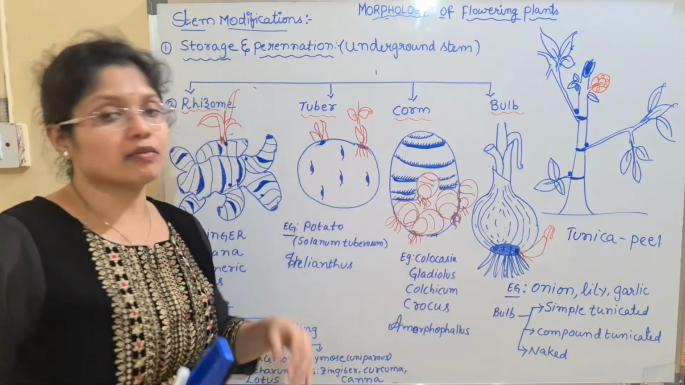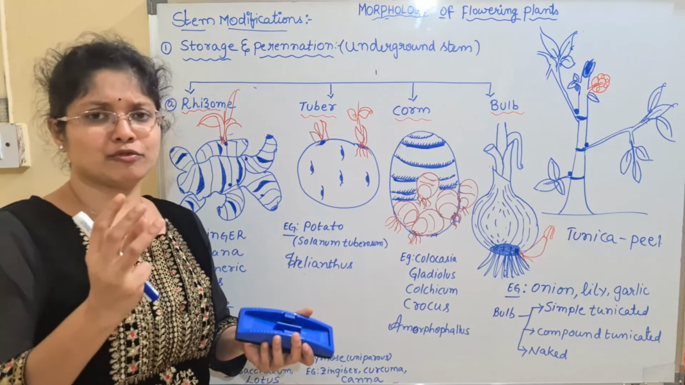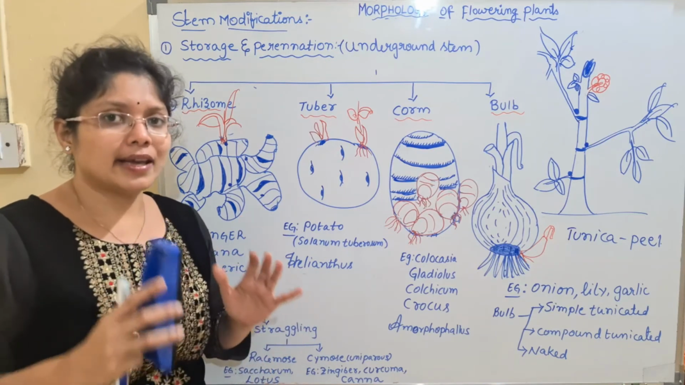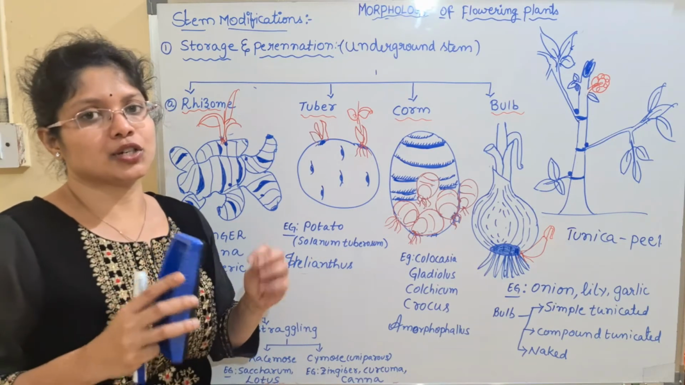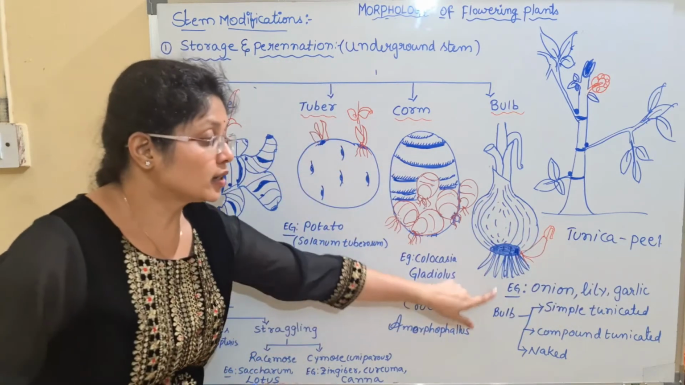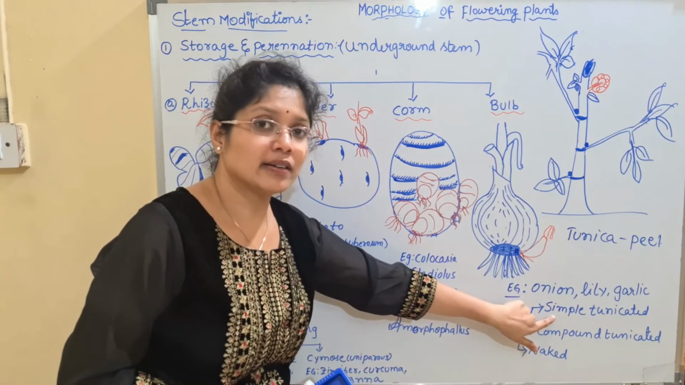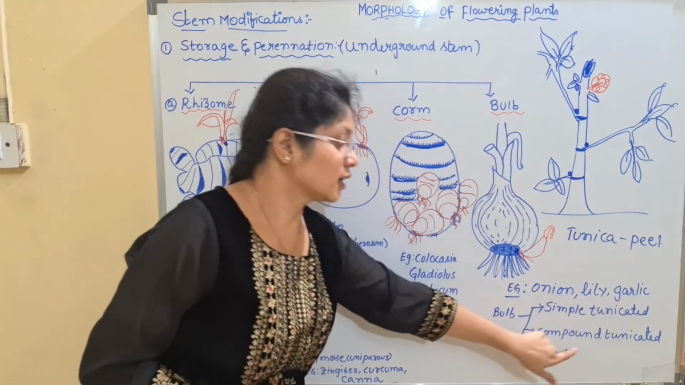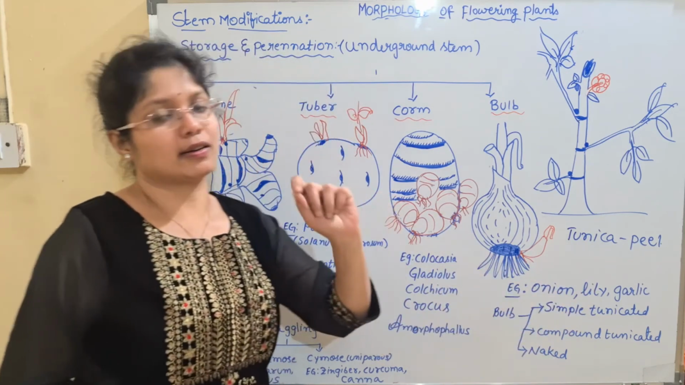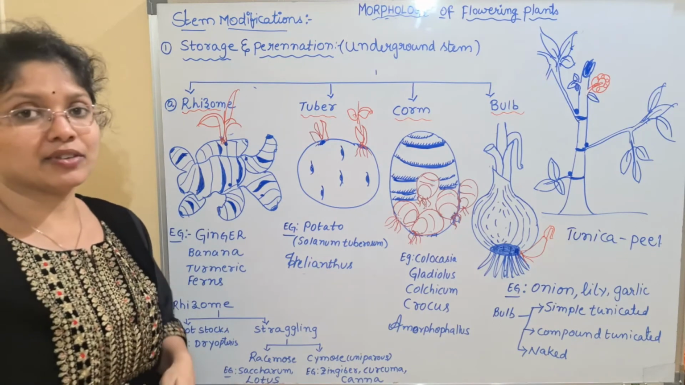And lastly we have naked bulb. Naked bulb means there doesn't have any sheath. Bulb is formed but the sheath is absent. Such type of bulb is called naked bulb, where you can see this condition in lily. So all these three examples are coming under each category. Onion will come under simple tunicated, garlic will come under compound tunicated, and lily will come under the naked bulb. So these are the different types of underground stems that we have discussed today.